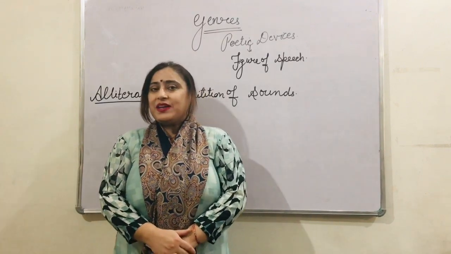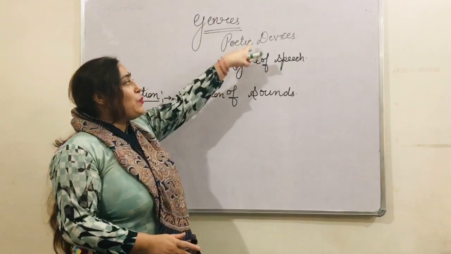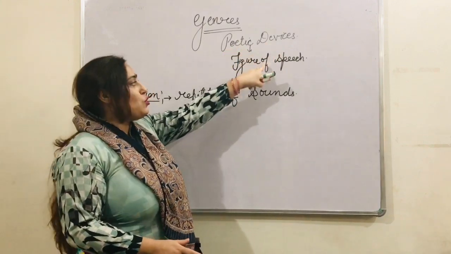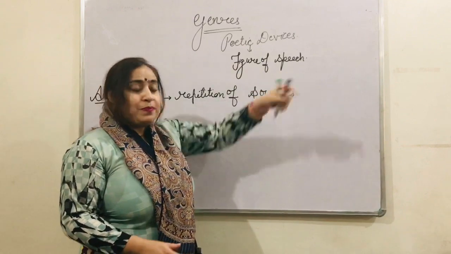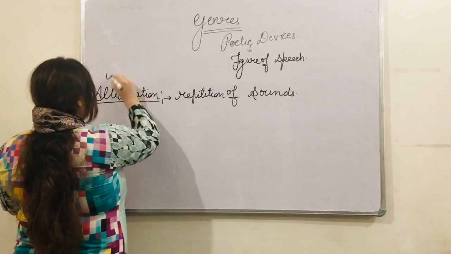I'm back with another video on genres. They are also known as poetic devices, and we also call them figures of speech. And the first genre I will discuss today is alliteration.